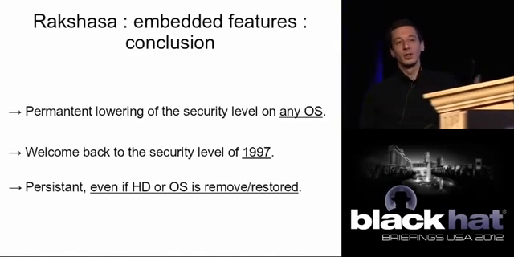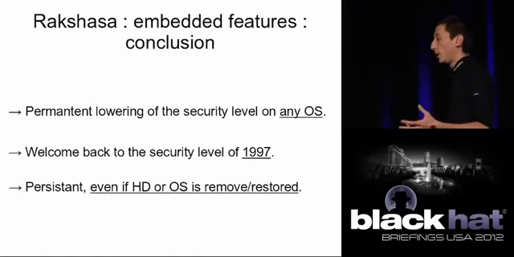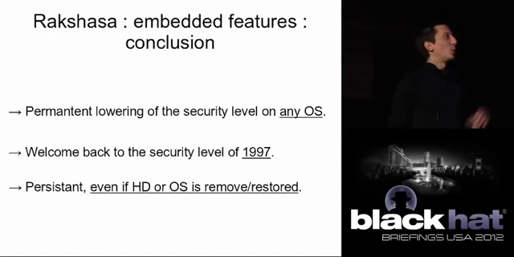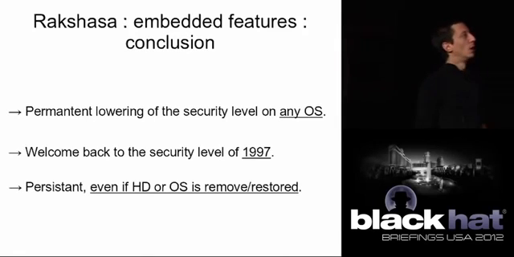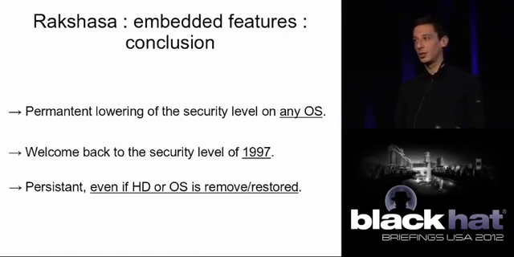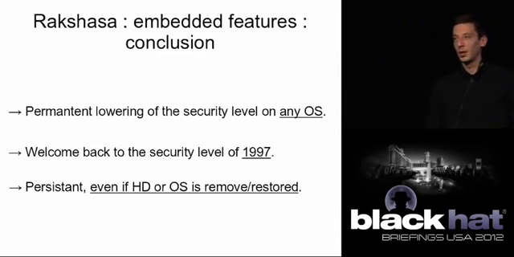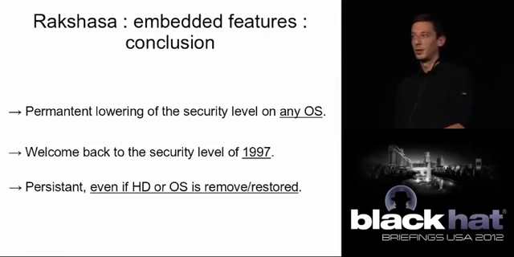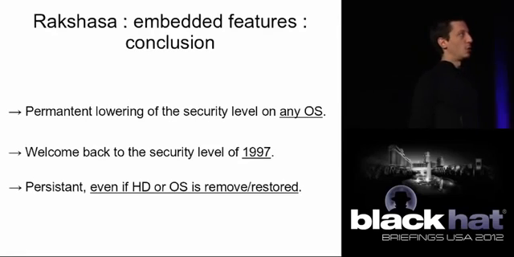All right. So if we put all those things together, we end up with a permanent lowering of the security level of any operating system. In particular, if you remove the CPU updates, it's going to be system independent. If you remove NX, you get back to '97, when NX was first introduced. And I mean, it's a game changer in terms of security, right? Writing an exploit on a CPU which does support NX or doesn't is a game changer.